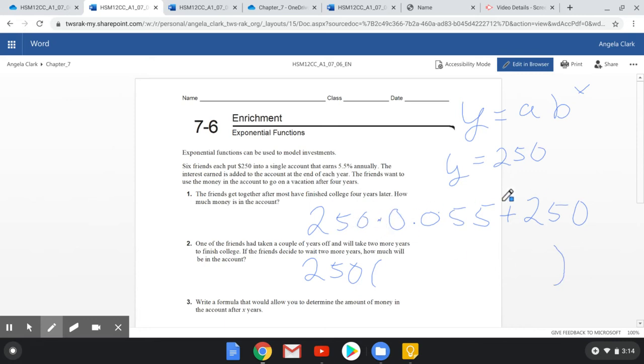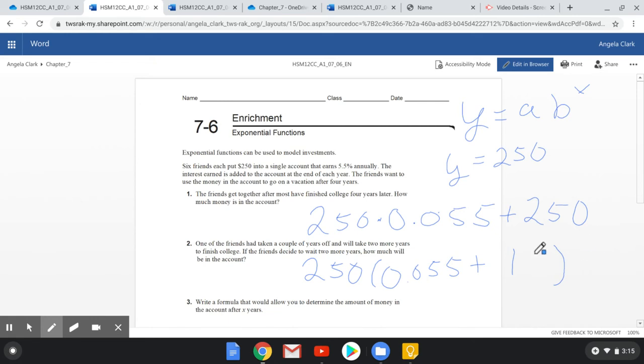So this first one is 250 times 0.055 plus this part is 250 times 1, right? So do you see that if I distributed this, I would be back to here? This is called factoring out the greatest common factor, or factoring out a common factor. So that's what I've done here. I've factored out 250. So this times 250 is going to give me my new amount after 1 year of interest.